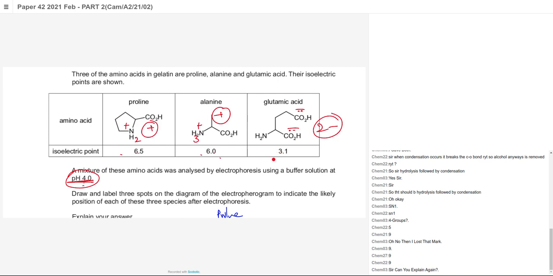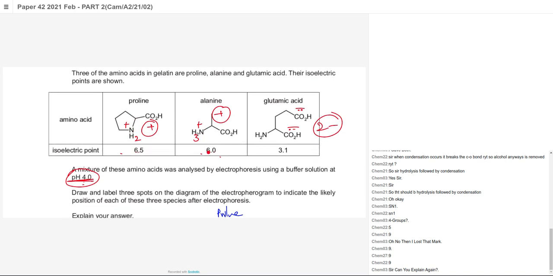If you want, I'll explain again. The theory here is that if the pH is less than the isoelectric point, it is considered acidic. That means pH 4 relative to 6.5 is acidic. Therefore, it will gain H+, so this will be NH3+.